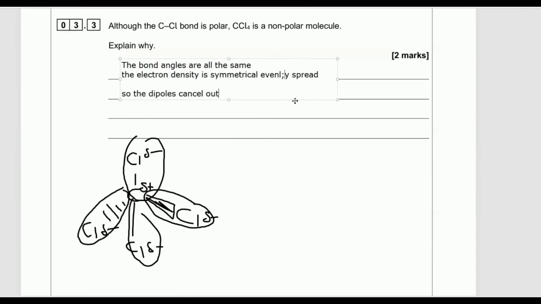So you get this situation which some students find confusing where CCl4 contains a polar bond, but it is non-polar. It has a polar bond, but all of those charges cancel out because it is a symmetrical molecule. So you could just say it's a symmetrical molecule. The dipoles cancel out, and that should get you the 2 marks, peeps.